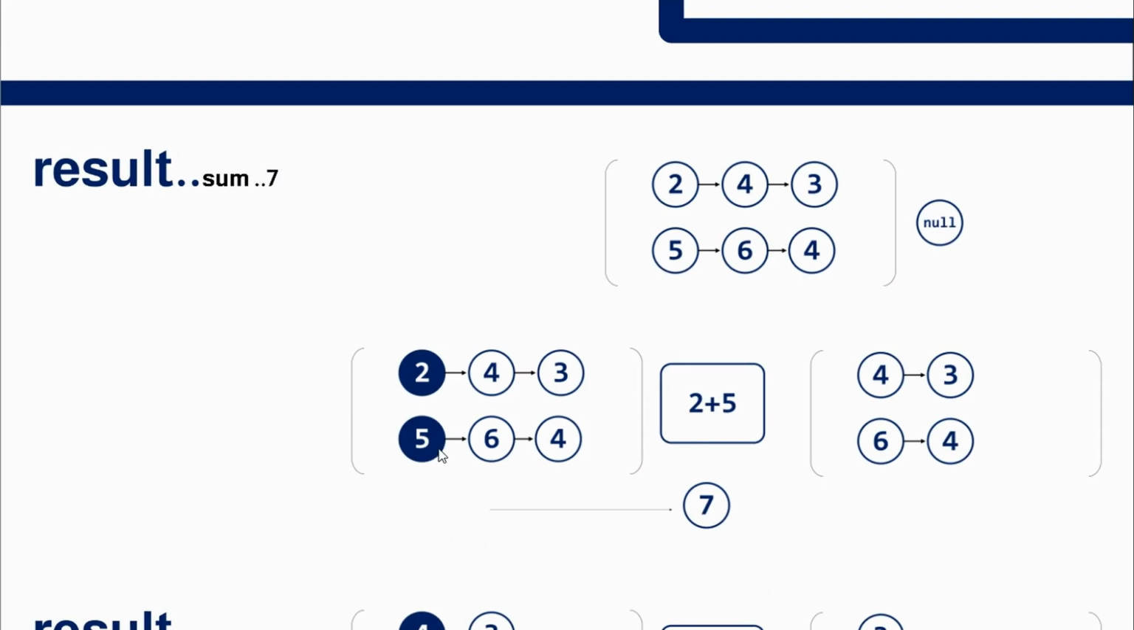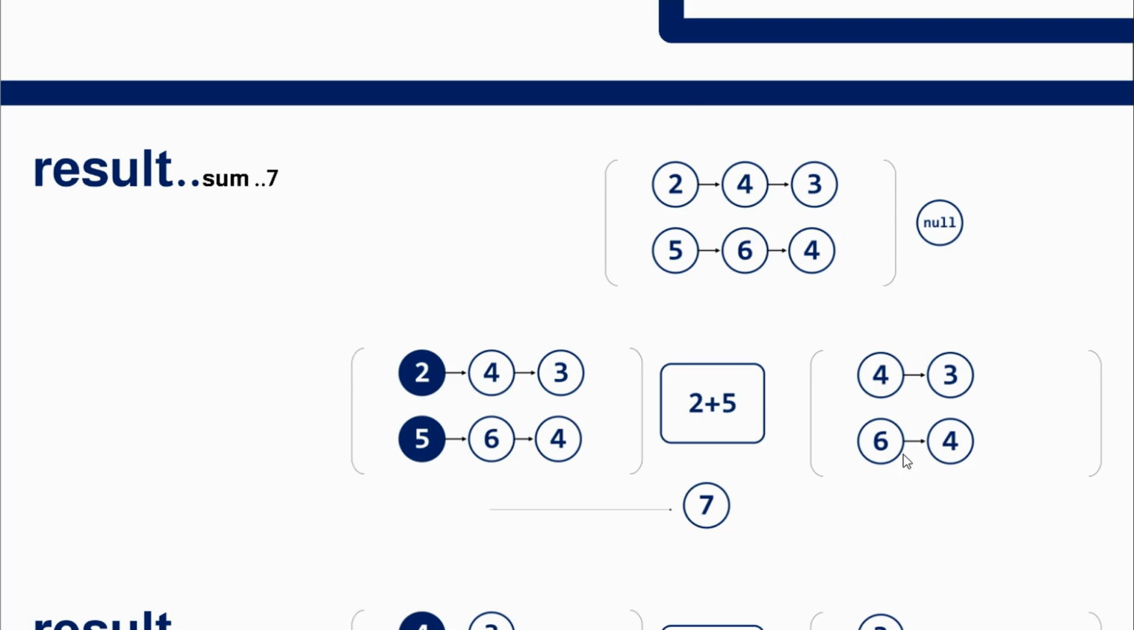Now we'll add the values of the first node, 2 from list 1 and 5 from list 2, that is 7. We'll add this value to our result linked list. Now our result list is 7. Now we'll move to the next node. So list 1's head is pointing to 4 now, and list 2's head is pointing to 6 now.